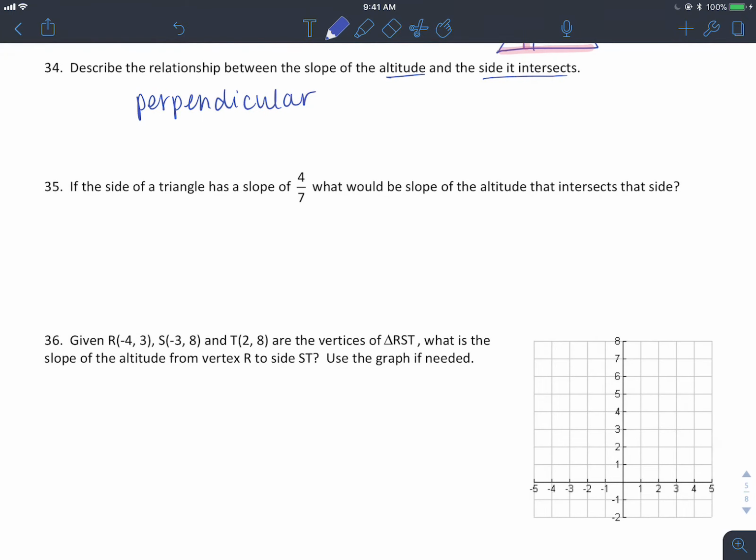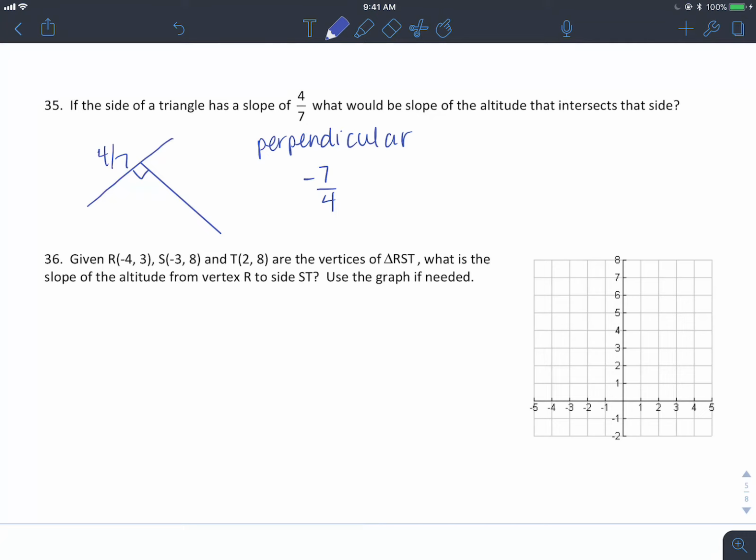All right, so that means on number 35, the side of a triangle has a slope, so the side of our triangle has a slope of 4/7. What would be the slope of the altitude? So our altitude would have to intersect it at a right angle. So that means we are going to have a perpendicular slope. So perpendicular to 4/7 is going to be -7/4. So flip it and then change the sign.